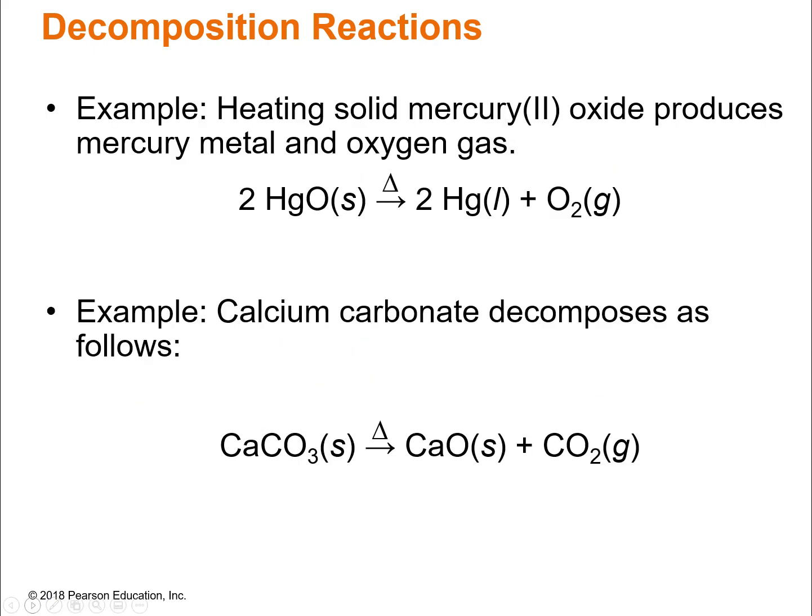Here's some examples. You can heat mercury 2 oxide to produce liquid mercury metal and oxygen gas. You can also take calcium carbonate and heat it to make calcium oxide and carbon dioxide gas. So those are just examples, but you see one reactant, two products, and it's heated. The heat doesn't have to be there. It will oftentimes be there. But the real key is knowing that you're going from one reactant to multiple products.